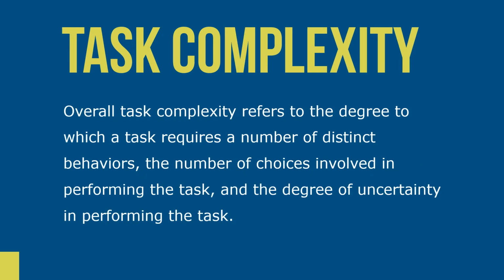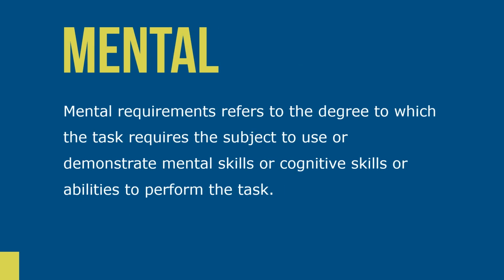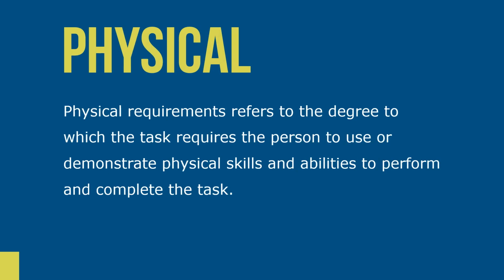Overall task complexity refers to the degree to which a task requires a number of distinct behaviors, the number of choices involved in performing the task, and the degree of uncertainty in performing the task. Mental requirements refer to the degree to which the task requires the subject to use or demonstrate mental skills or cognitive skills or abilities to perform the task. Physical requirements refers to the degree to which the task requires the person to use or demonstrate physical skills and abilities to perform and complete the task.